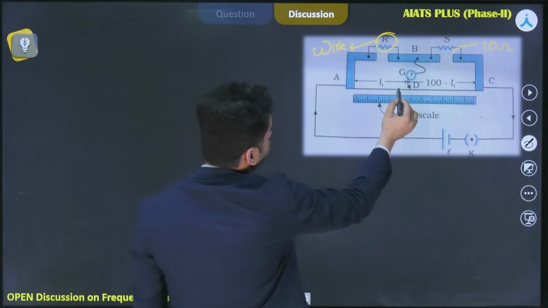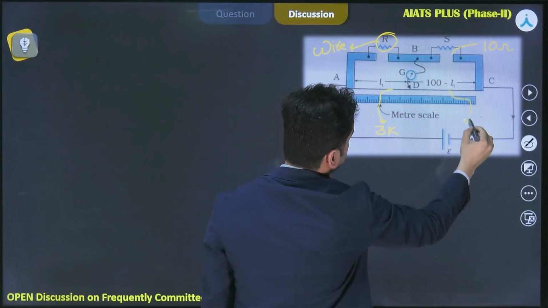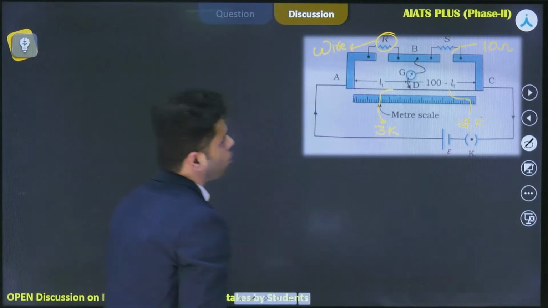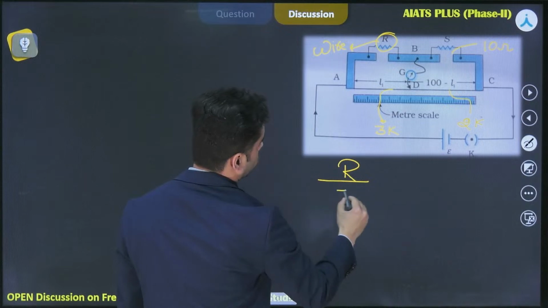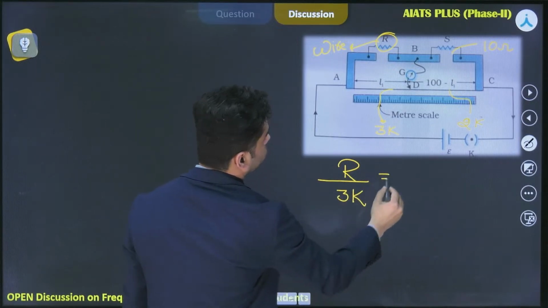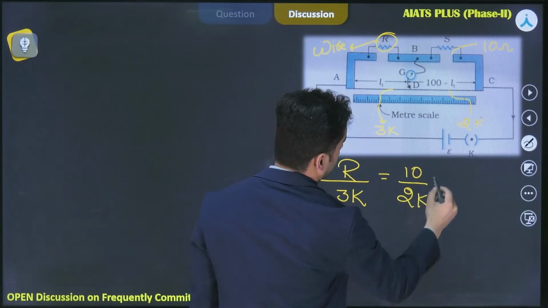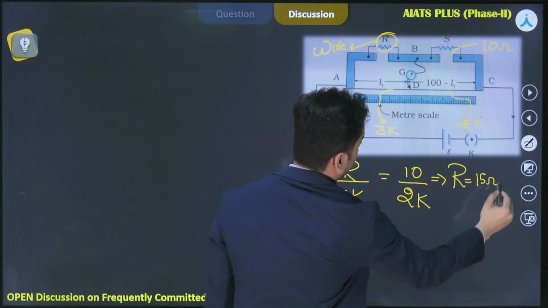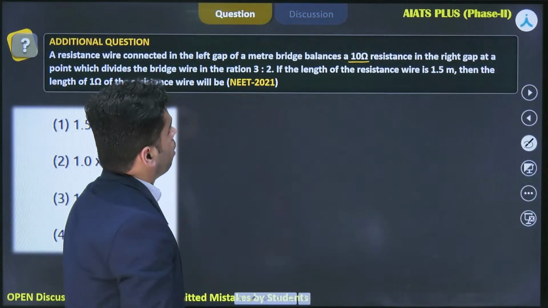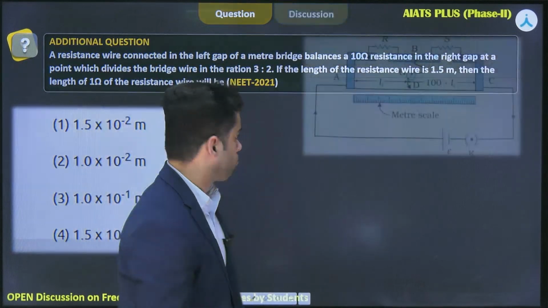And again, this ratio of dividing the length is 3K and this is 2K. So based upon our calculation we did for the balanced Wheatstone bridge, I wrote that R upon 3K should be equal to 10 over 2K. So from here, R was coming out to be equal to 15 ohm, right? Now, the length of the resistance wire is given to you as 1.5 meter, right?